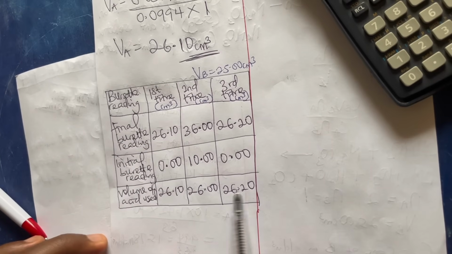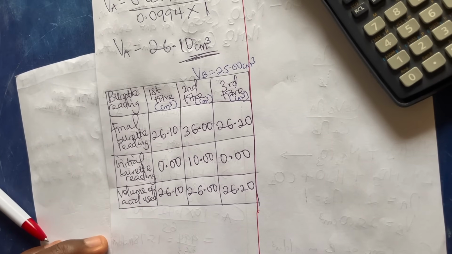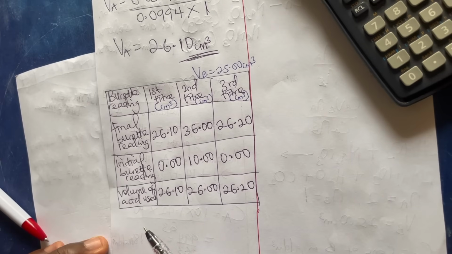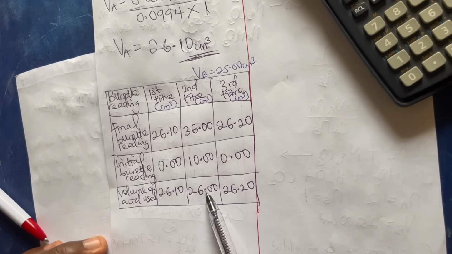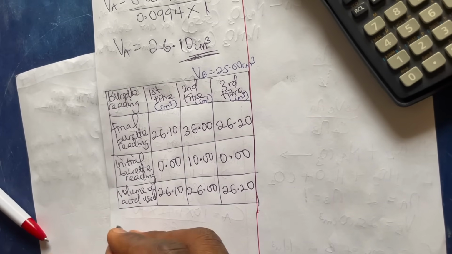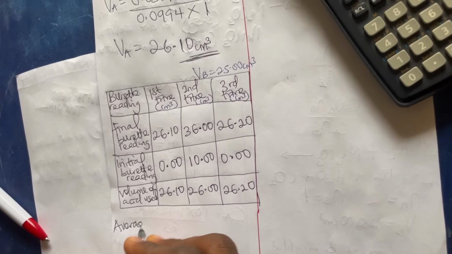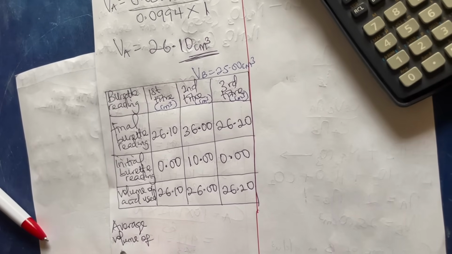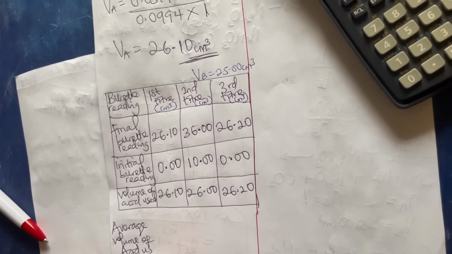And remember that the interval between them should be plus or minus 0.2. If you check from here to here, it is plus or minus 0.1, and from here to here is plus or minus 0.2. So it is perfect like this. So I can now calculate my average volume of acid used.